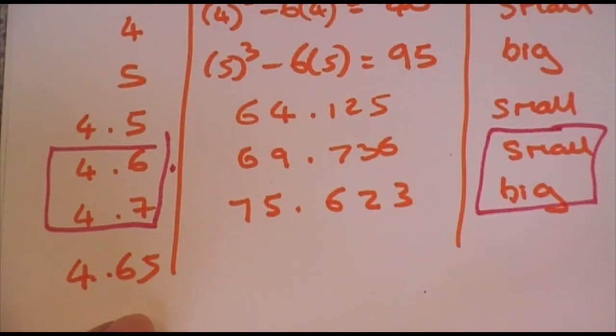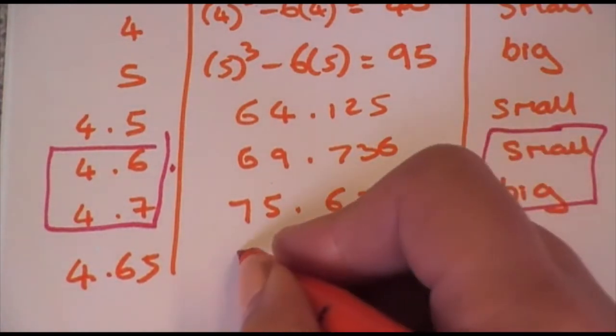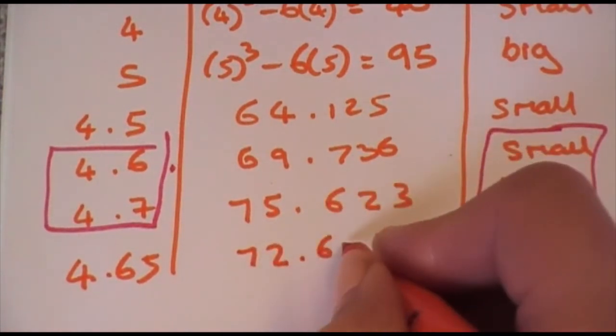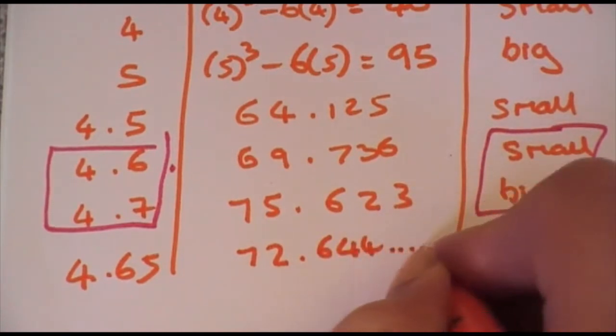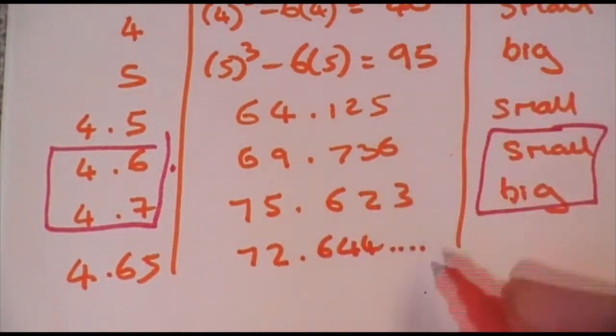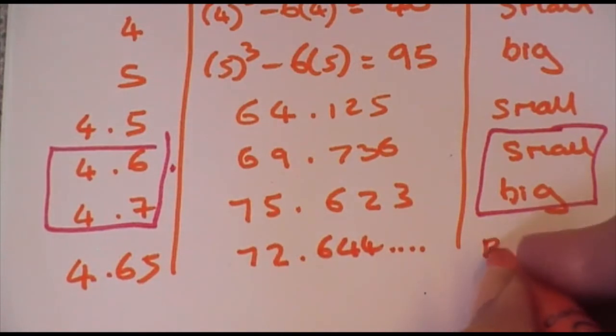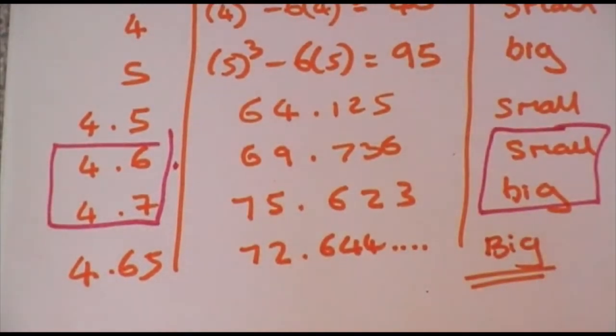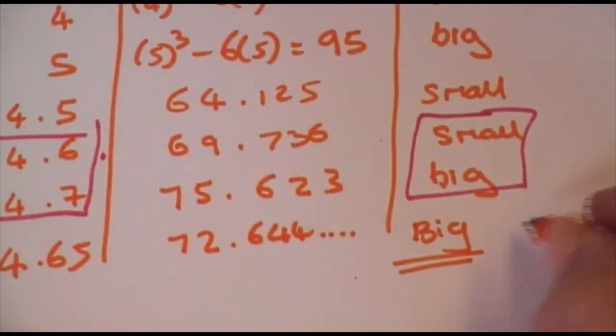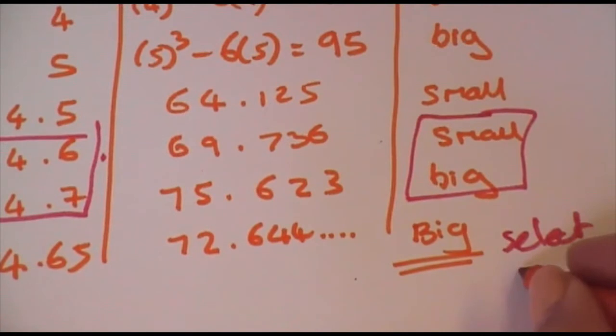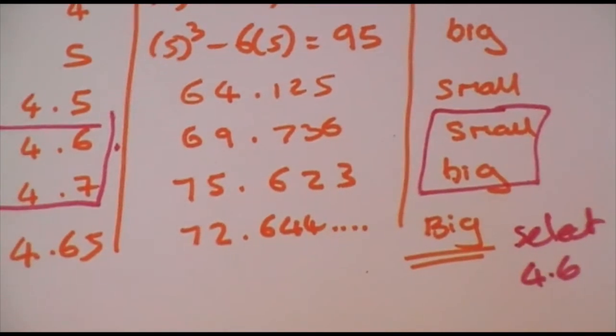When I put that in my calculator, I end up with 4.65 gives 72.644 and so on. Now I just wanted it to be 72, so that value there is too big. Now the fact that the halfway value was too big means that of course the 4.7 was far too big, and because it's too big it means we select the 4.6 because it's the smaller.